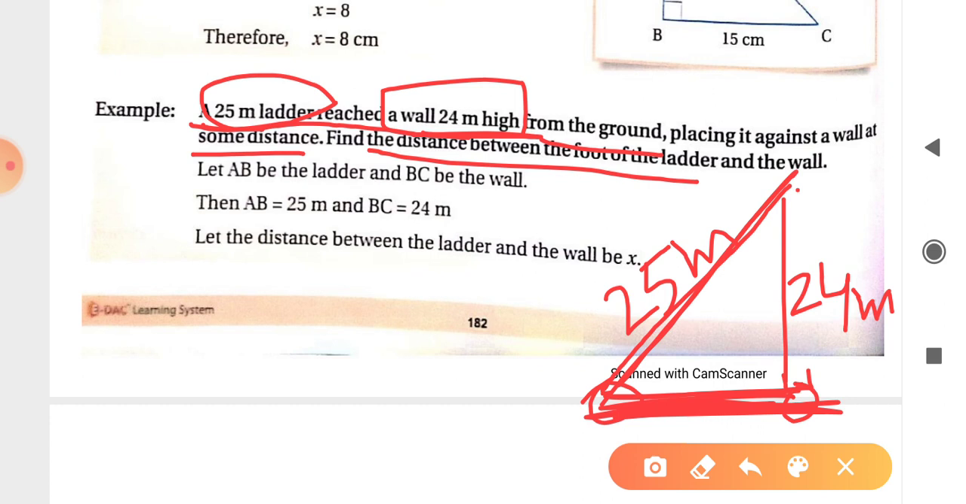So to find that distance, a right angle triangle is formed. Firstly, we will see that it is a right angle triangle because the wall always stands straight on the ground, so it always forms a 90-degree angle. Then in the right angle triangle, we will use Pythagoras property to find this side. Firstly, we will write that let AB be the ladder. Let this be A, this B and this C. So AB is the ladder and BC is the wall.